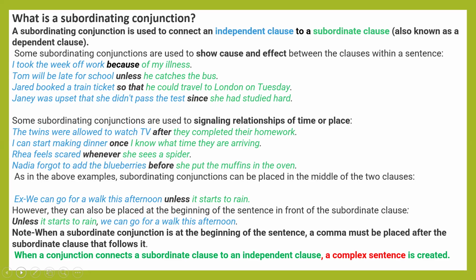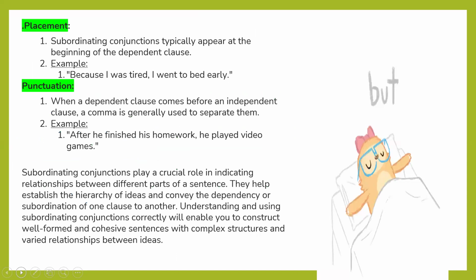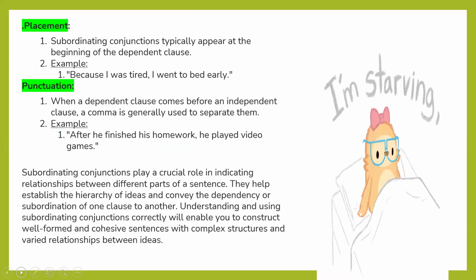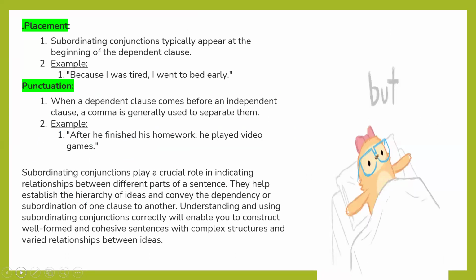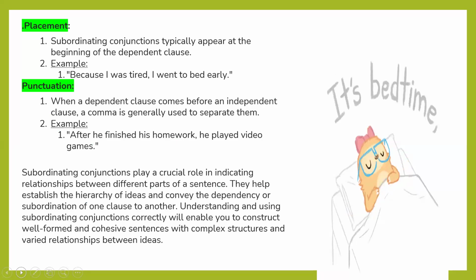So in all the examples we have seen, what we have noticed is that when a conjunction connects a main clause and a dependent clause, a complex sentence is created. It means when we use a dependent clause and an independent clause, that type of sentence is known as a complex sentence. About the comma, where to keep it, where to write it, another example is given.